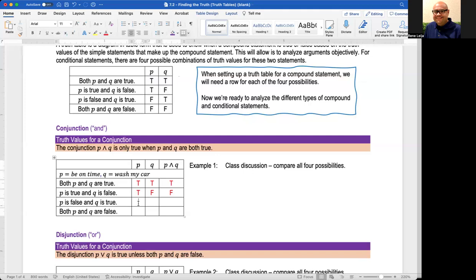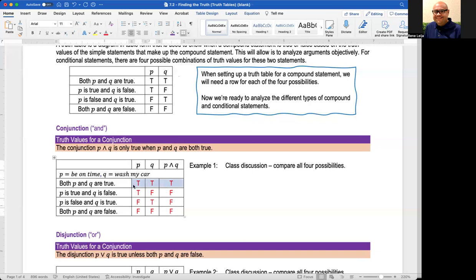Now, were you at work on time? No, you were not. But did you wash my car? Yes, you did. Are you going to get a raise? No, you were not, because you did not come to work on time. And then here, did you come to work on time? Nope. Did you wash my car? Nope. And this is the person who's like, I'm out of here, I'm not going to do all this stuff for this guy. So again, you can see what this is saying: the conjunction P and Q is only true when both P and Q are true.